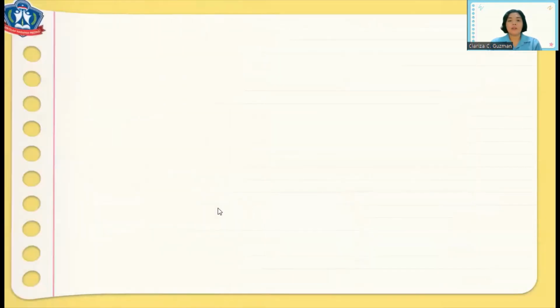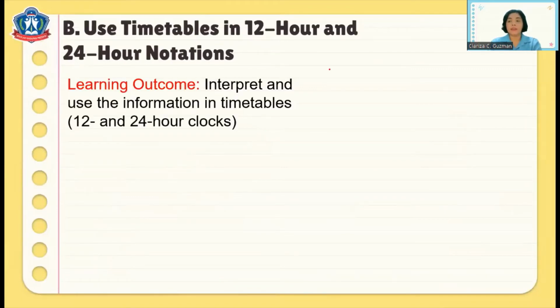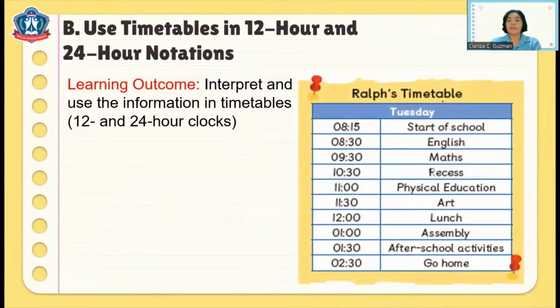Now let's go to lesson B. Use timetables in 12-hour and 24-hour notations. So the learning outcome for this lesson is to interpret and use the information in timetables for 12 and 24-hour clocks. So we have here Ralph's timetable.